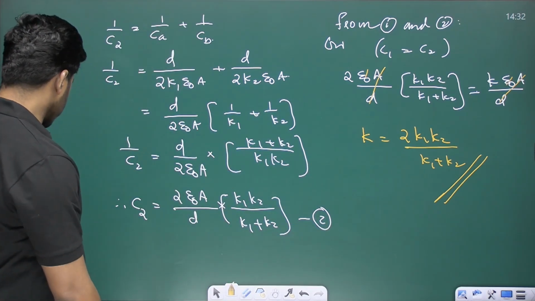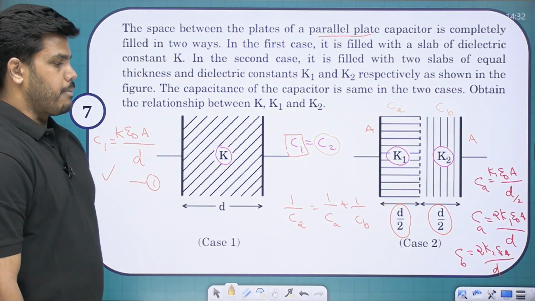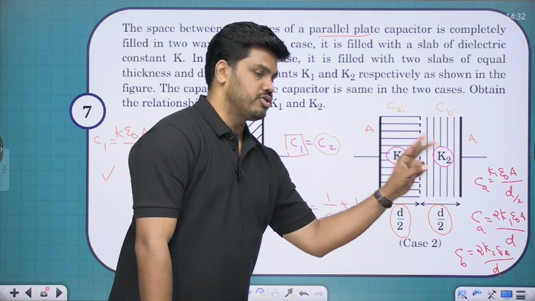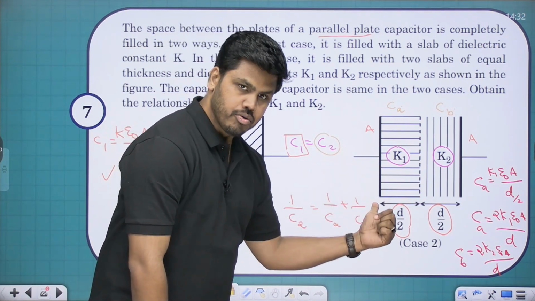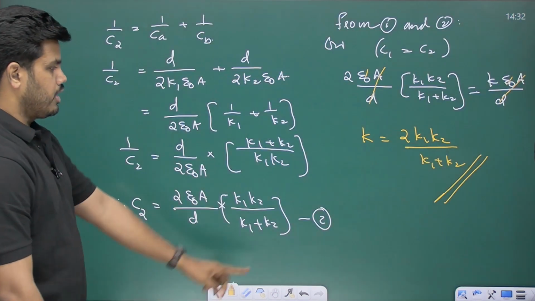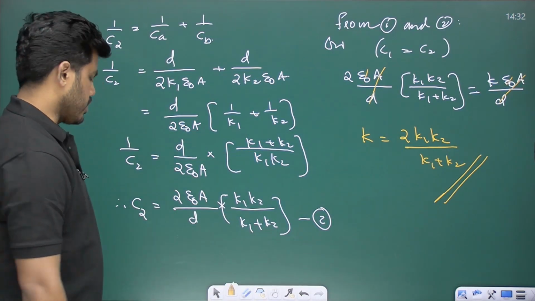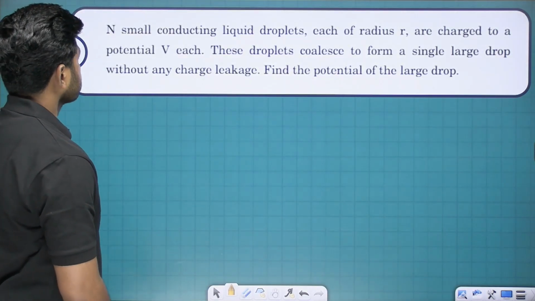Yes. So that was question number 7. We considered this as a series combination of two capacitors, found the resultant as C2, C1 is equated to C2, and we got the relation between K, K1 and K2. Okay, fine. Question number 8.